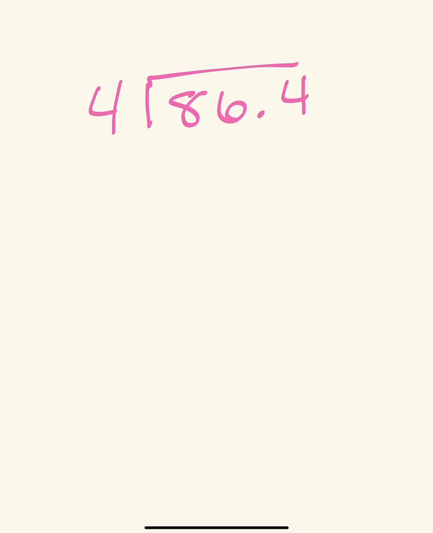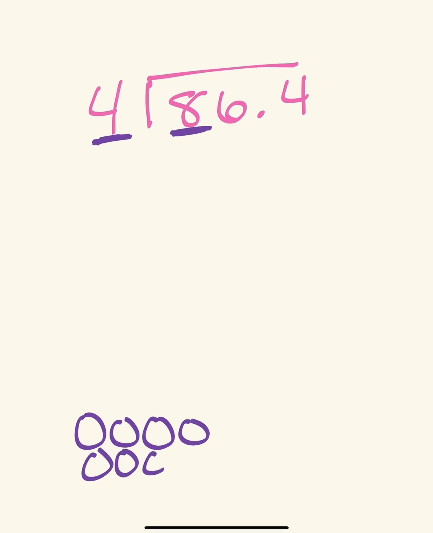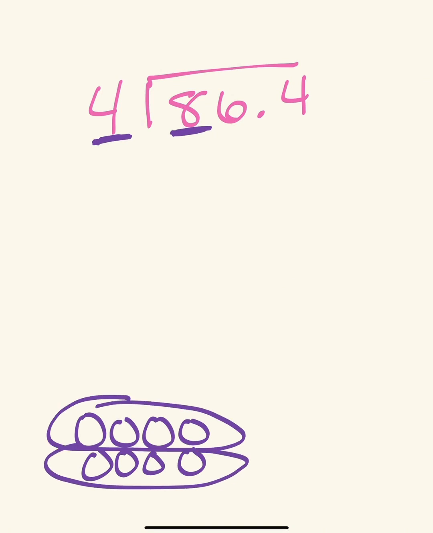Let's go ahead and solve this problem. Because I have a one digit divisor, I'm going to only look at one digit in the dividend. How many equal groups of 4 can I make out of 8? If I have 8 pieces of candy, how many equal groups of 4 can I make? Well, that's one group of 4. That's 2 groups of 4. So my answer is 2. 2 times 4 is 8.